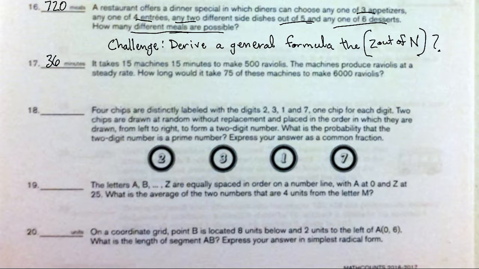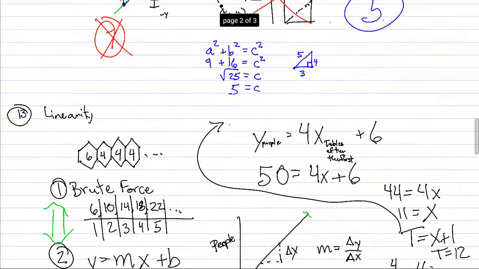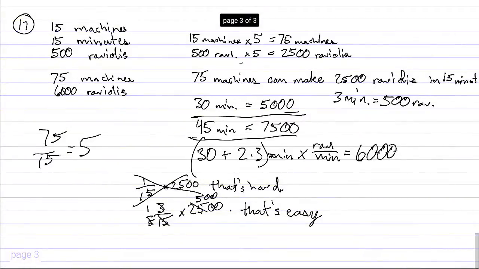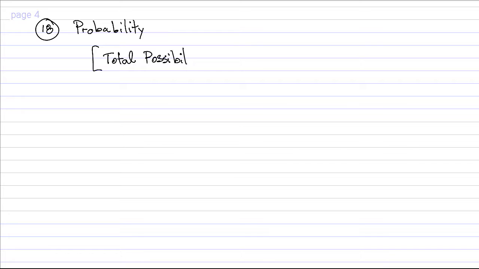So you've got these 4 chips, you're only going to draw 2, and it's going to be a 2-digit number, and the question is, what is the probability that that number is prime? So this is a probability question. And in probability, we always start with the total possibilities. And that is the denominator.